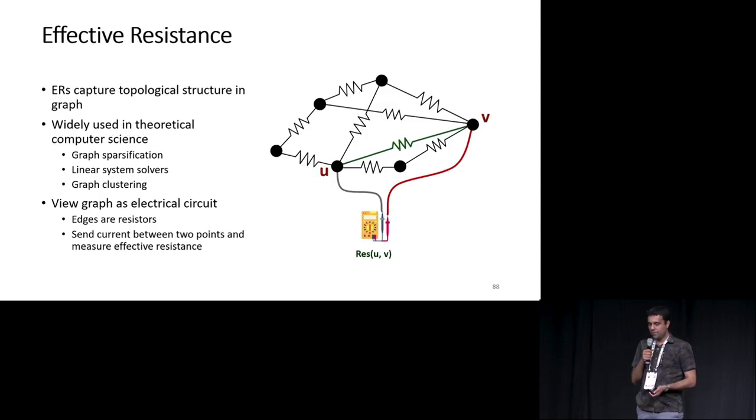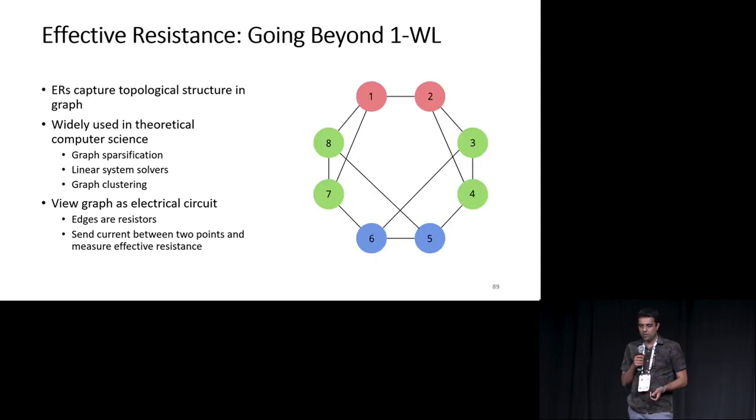So again, just to remind you, one way of looking at it is you have a network of resistors in an electrical circuit, and you want to measure the effective resistance between 2 nodes, which is given by Ohm's law. Okay, so just encoding effective resistance features for edges already enables you to distinguish different classes of nodes that you would not be otherwise able to distinguish.